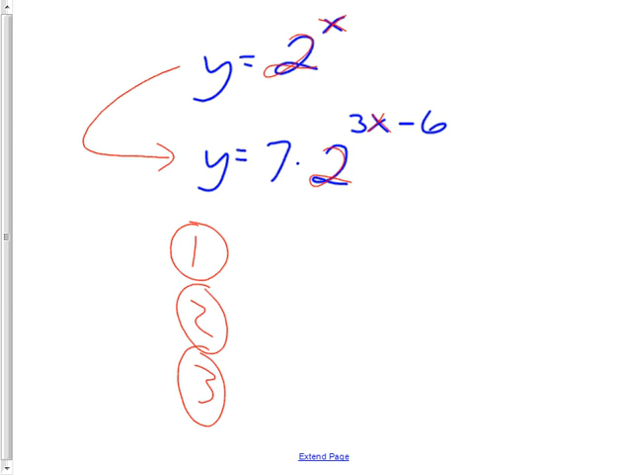Remember, your answer should include things like this: shrink factor 1/8, horizontal, vertical, stretch, right 9, down 6, that kind of stuff.